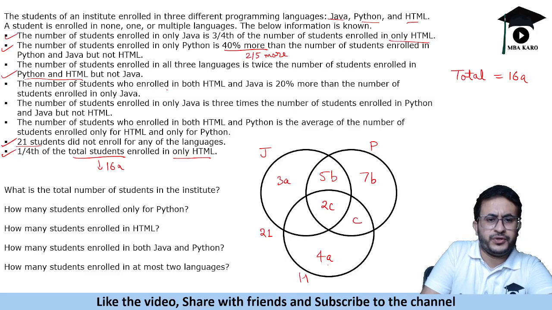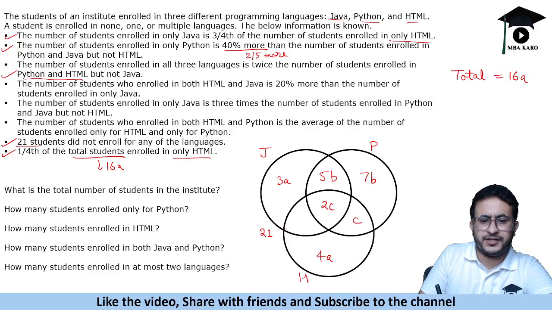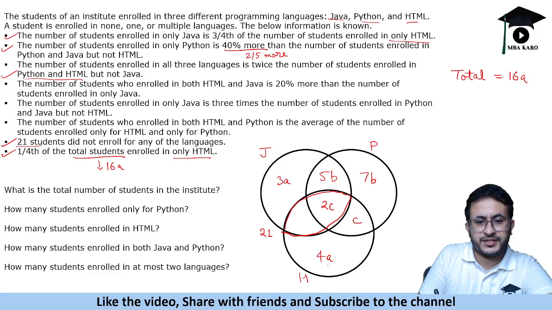The number of students who enrolled in both HTML and Java, so this part is 20% more than the number of students enrolled in only Java. Okay, so this complete part is 20% more than only Java.